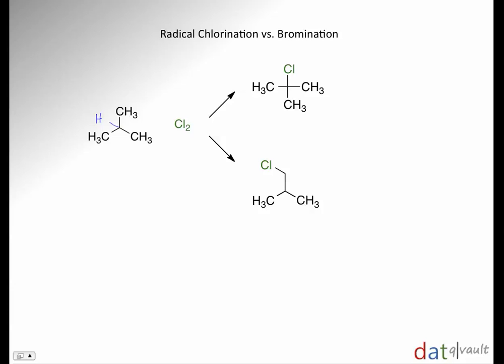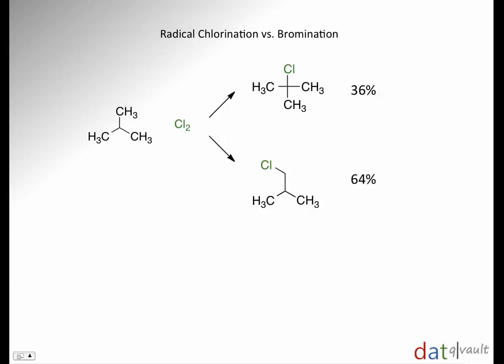But if both of them were equally as reactive, so if the primary hydrogens were as equally reactive as this tertiary hydrogen here for the chlorination, we would expect about a 9-to-1 ratio, because there's 9 primaries and 1 tertiary hydrogen, of both of these products. But that's not what we see. We actually see a 2-to-1 ratio of each of these products. And that's because tertiary hydrogens are far more reactive than primary hydrogens in chlorination. And that's because the tertiary radical is more stable than the primary radical.